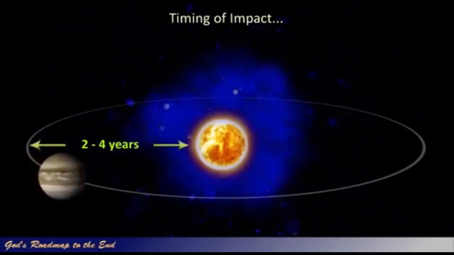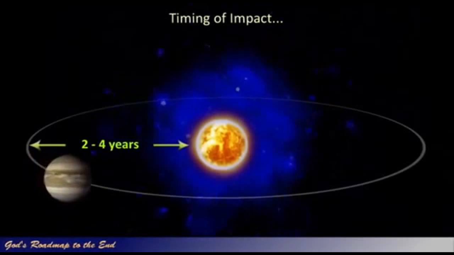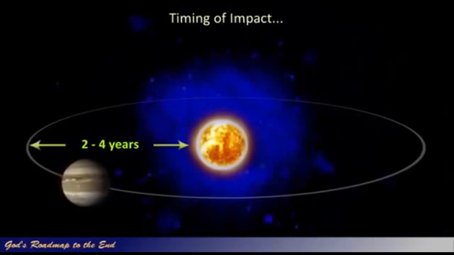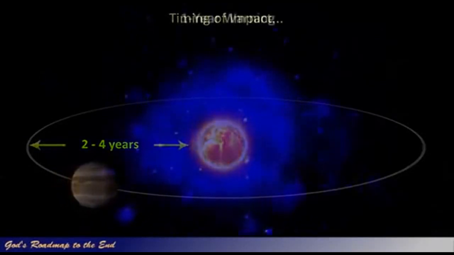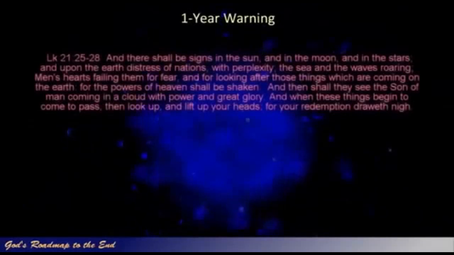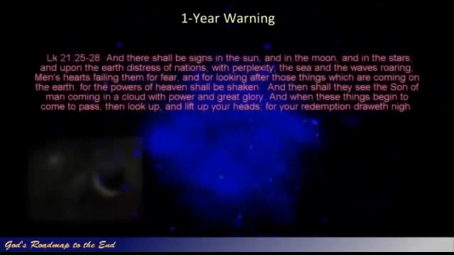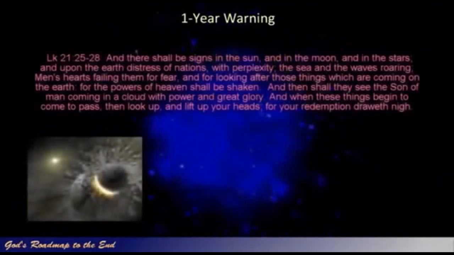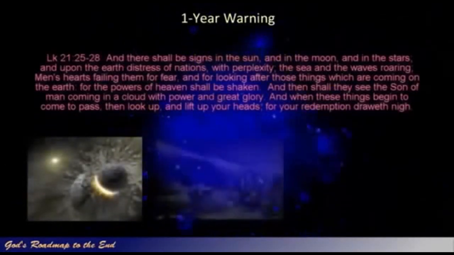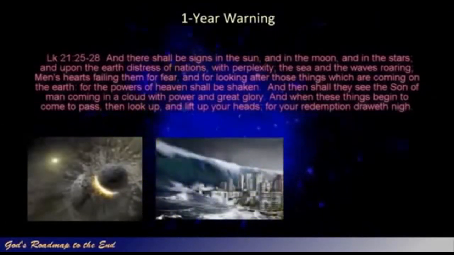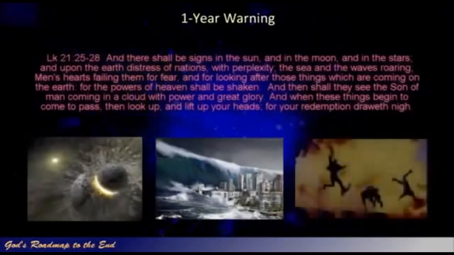One passage that clearly addresses this is Jesus' description of the approaching end times, in Luke 21. This is what Jesus said. Luke 21 verse 25 to 28. And there shall be signs in the sun, and in the moon, and in the stars, and upon the earth distress of nations, with perplexity, the sea and the waves roaring, men's hearts failing them for fear, and for looking after those things which are coming on the earth, for the powers of heaven shall be shaken.